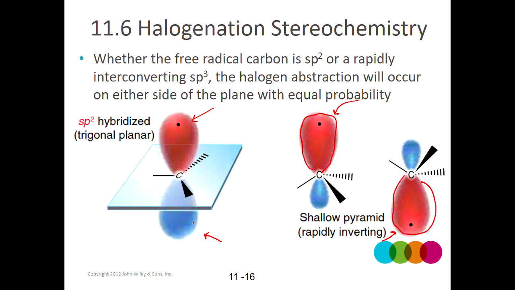And that's true for any halogen. Once the carbon forms a free radical, the halogen can come on either side spatially to form a new bond between whatever halogen you have and that carbon atom.